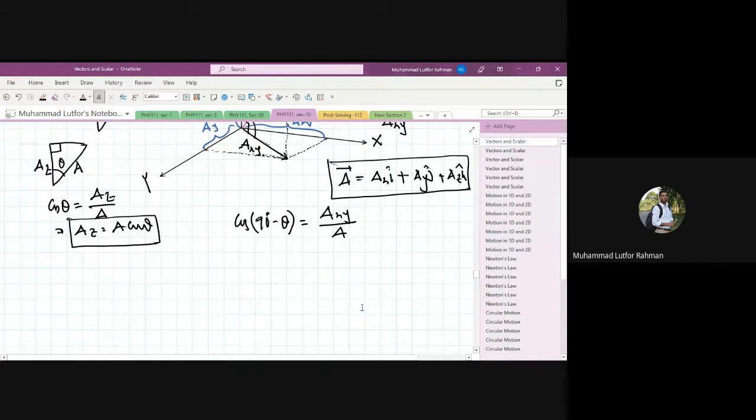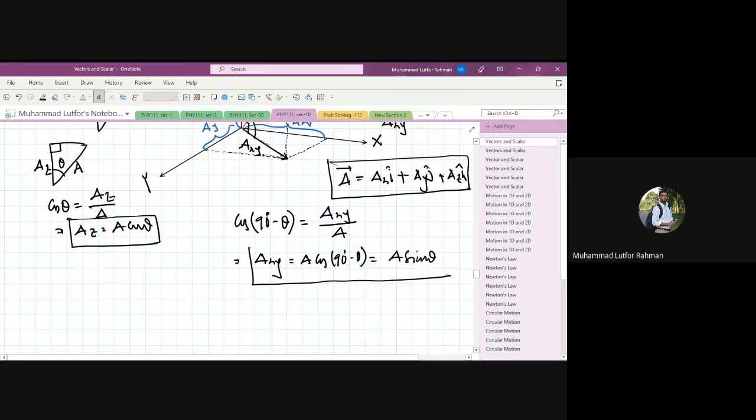Then, look at this, A_xy would be A cos(90 degrees minus theta). That becomes A sin theta, right? So the component of vector A in the xy plane would be A sin theta, because they are perpendicular to each other. So that's why it becomes A sin theta. I have to use that one.